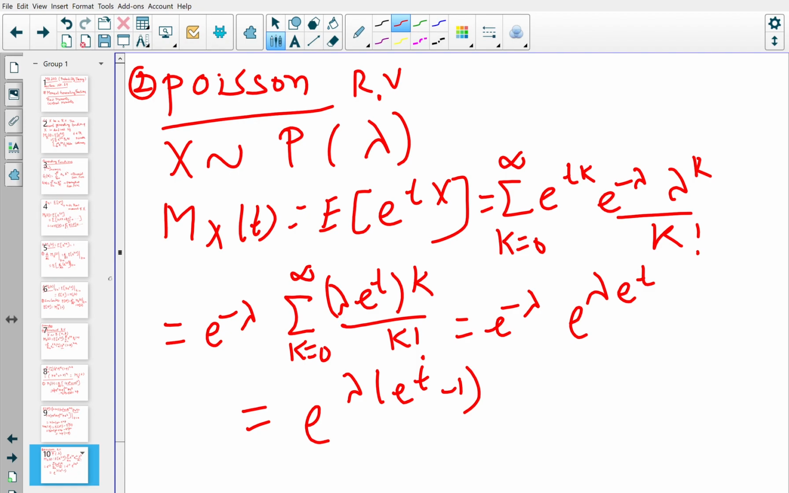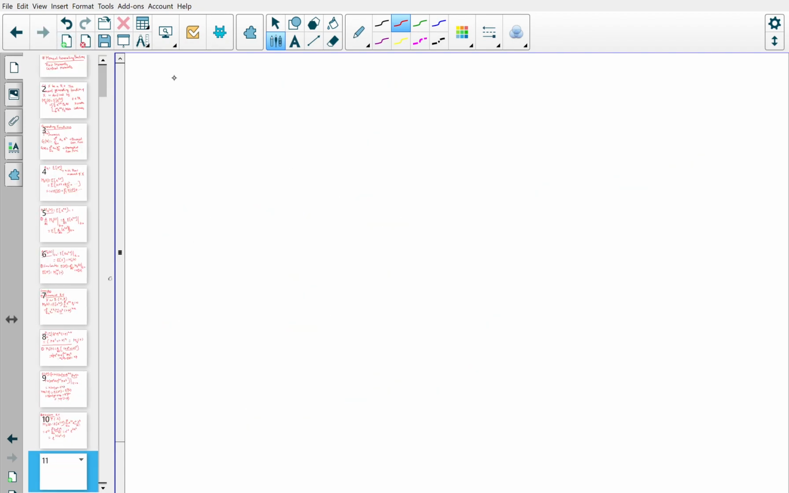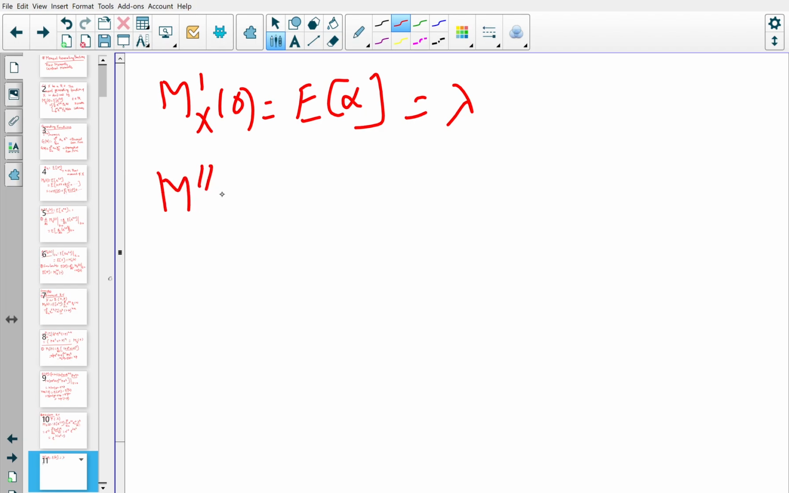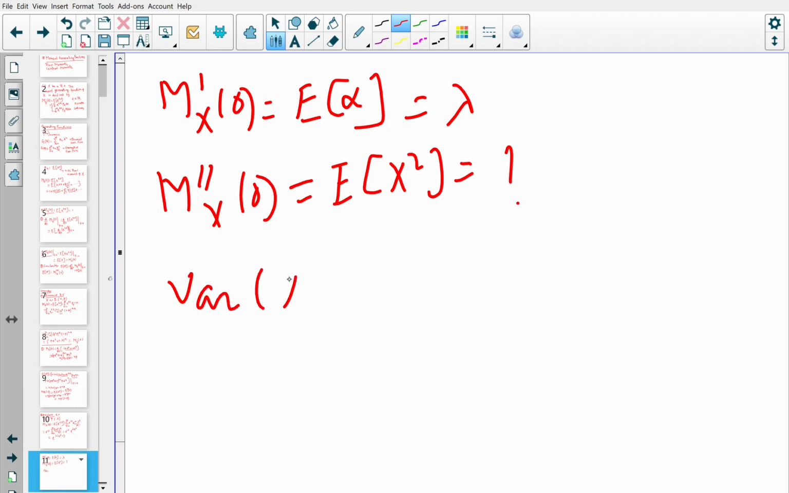Okay, and again, now homework: you find out that exactly in this case also you can find m dash at 0, which will be expectation of X. You will find that for t equal to 0 it is actually lambda, and similarly m double dash at 0 is homework, you find out, and the variance, which you already know, is also lambda. Okay, you can always verify it from the problem.